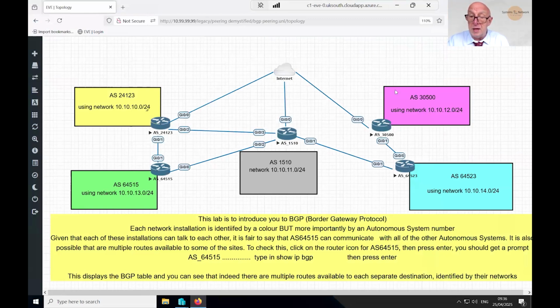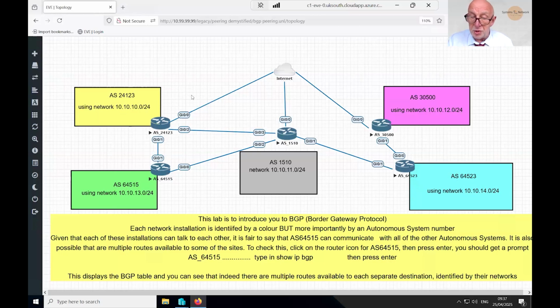24123 is a public AS, 30500 is a public AS, 64523 is a private one, 1510. I've made these up. They are of no relevance whatsoever, except for the fact that they are the identifying number. That is a big deal. You can also see I've got networks here, 10.10.10.0, 10.10.11, 10.10.12, 10.10.13, and 10.10.14.